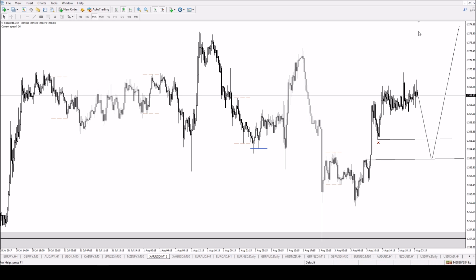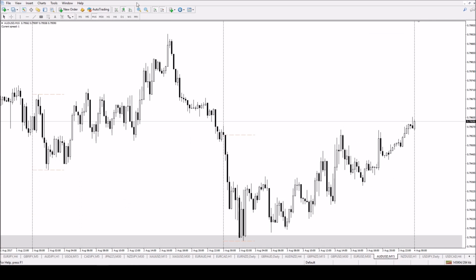Is that clear? So for now, the only trade I'm in is Aussie long, and I'm long at 79.42 with a stop at 79.27, and I'm looking for higher prices. Okay, so we'll see how that goes. I'm going to stop the recording.